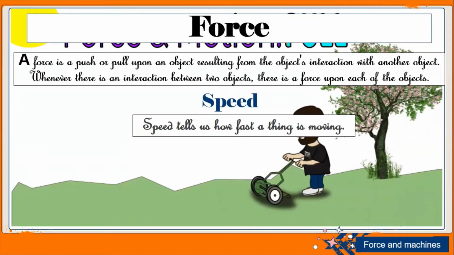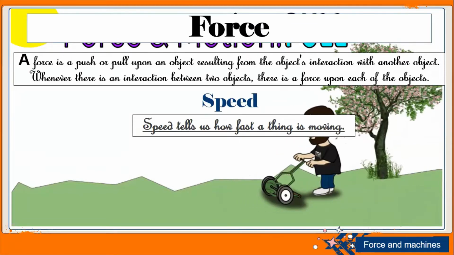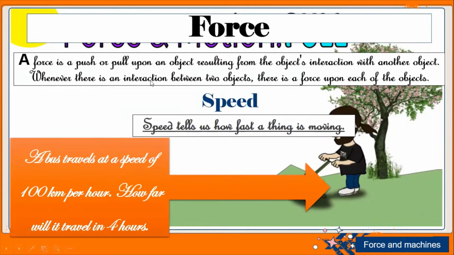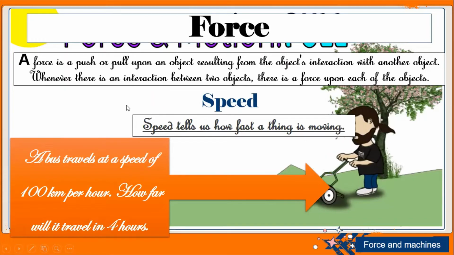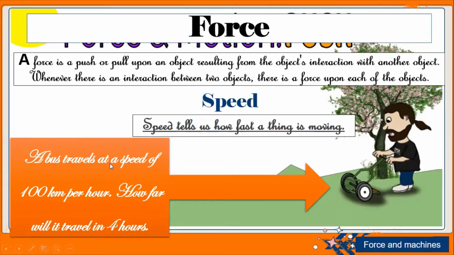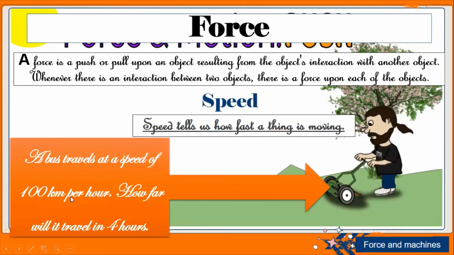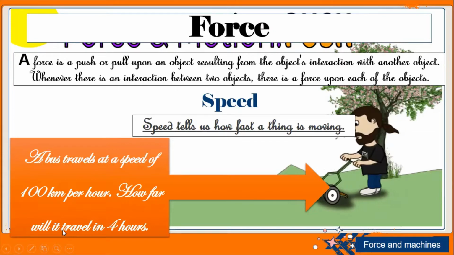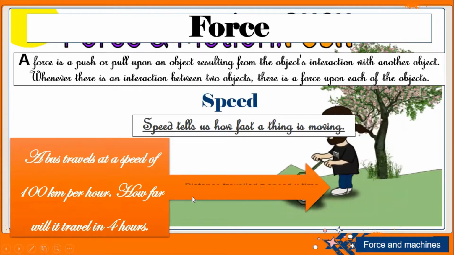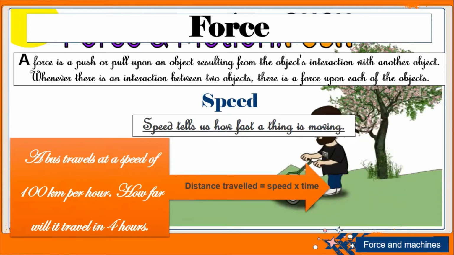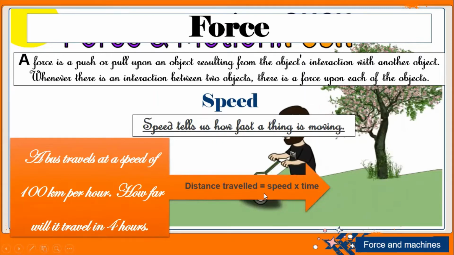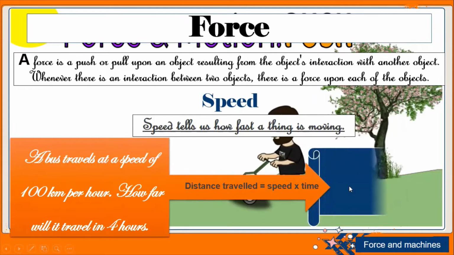Speed. Speed tells us how fast a thing is moving. From one example, we can get an idea about how fast the thing is moving. A bus travels at a speed of 100 km per hour. How far will it travel in 4 hours? In this question, we have speed and time. So we use the formula from our book, page number 86: distance traveled is equal to speed multiplied by time.